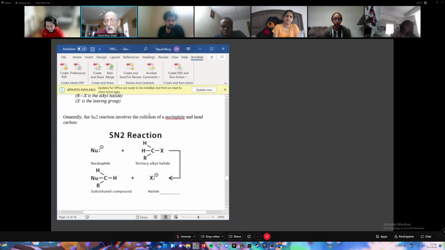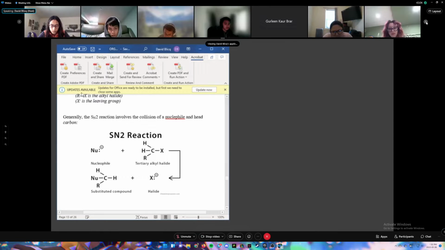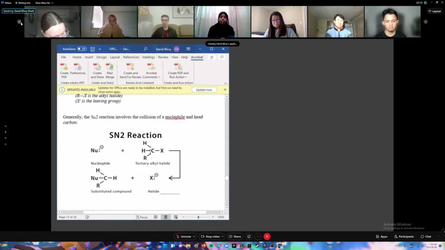Usually, these reactions, SN2s, involve colliding a nucleophile and the main or head carbon. Almost always, that's where it happens. It could happen other ways, but usually, most of the time, this is it. What happens? Ready? Here comes our nucleophile. Woo-hoo! You know what it's going to do? It's going to slam into here.